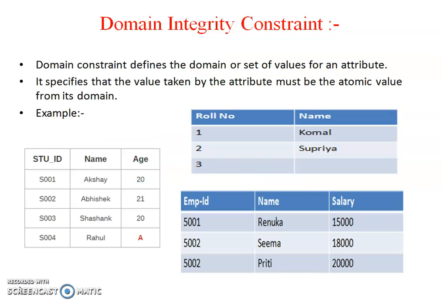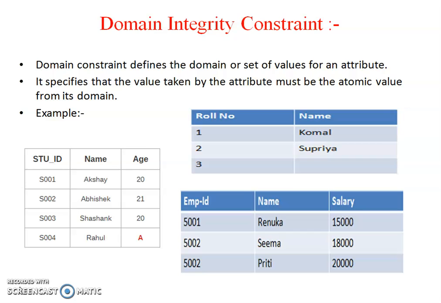It defines the domain or set of values for an attribute. It specifies that the value taken by the attribute must be an atomic value from its domain. The domain constraints are considered the most basic of the integrity constraints. To the attribute, a domain of values is associated. For an attribute, it defines a default value, range value or specific value.